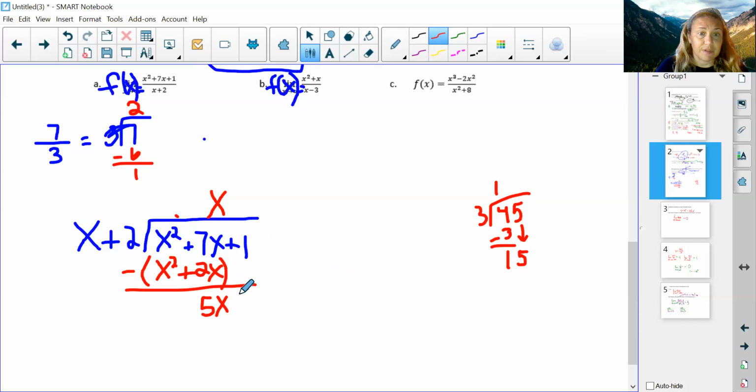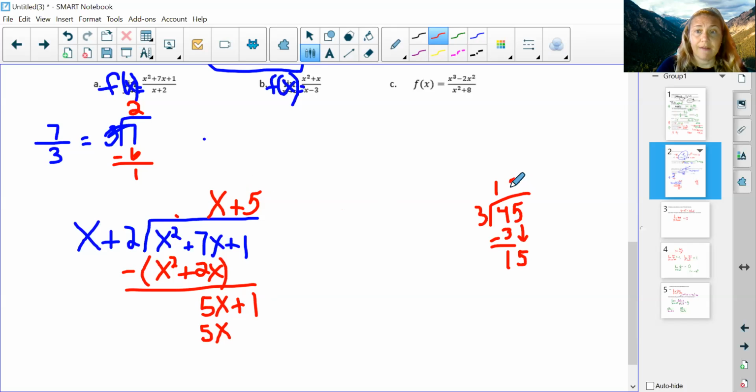So here I have to bring down the +1. Then my goal is to say, what would make the first term zero out? That would be if I could put a 5x here, so that the first term zeroes out when I subtract. In order to get a 5x here, I'd have to multiply by positive 5. So it's +5, and then I'd get 5x when I multiply, just like over here.